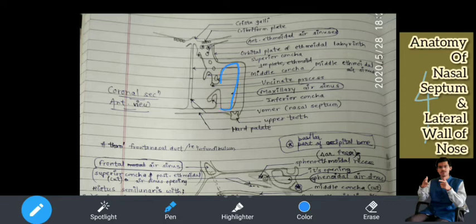Now, I will not go into detail about paranasal air sinuses right now, because that is again a different topic. It's a big topic and a very interesting and applied topic, because you have many patients of sinusitis in your ENT OPD.